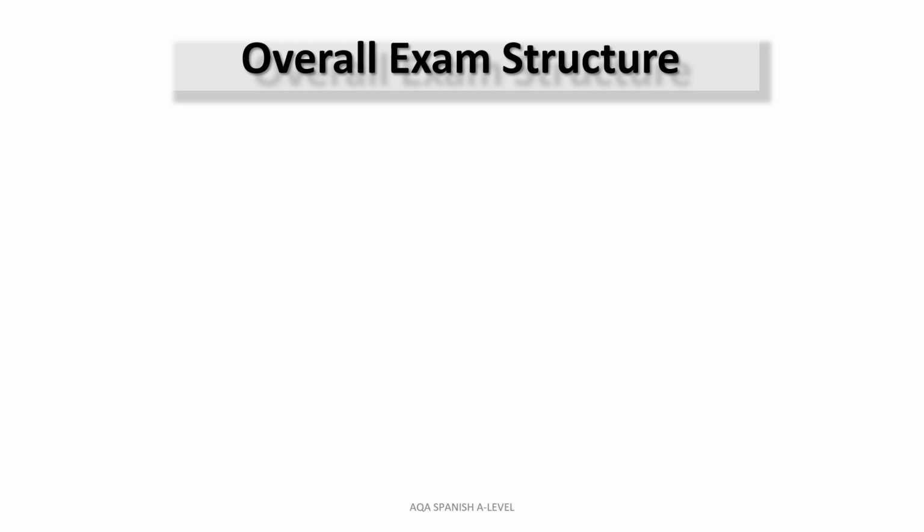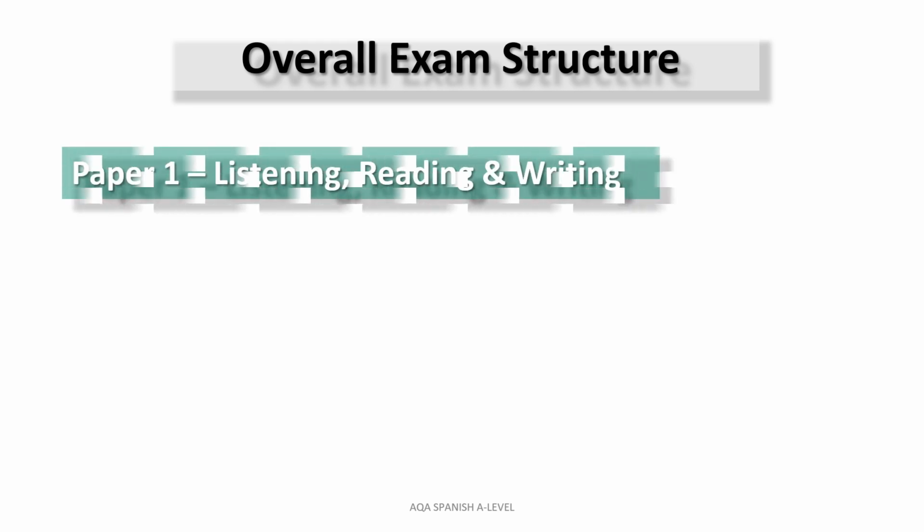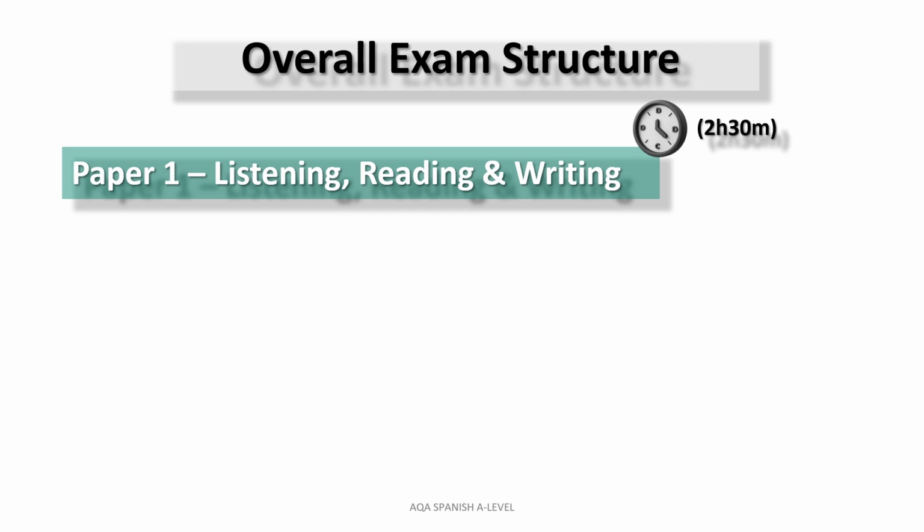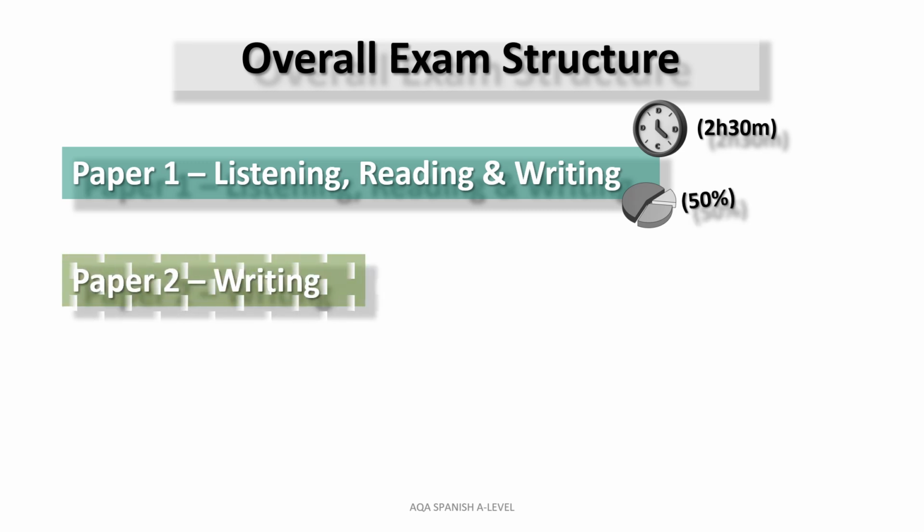I will go into more detail about each part later, but here's the basic outline. Paper 1. Listening, reading and writing. This one lasts 2 hours and 30 minutes and makes up half of your overall mark. Paper 2. Writing. You'll have 2 hours for this and it counts for 20% of your marks.